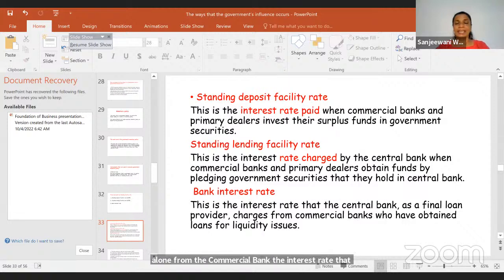This is not that. Just as us, the commercial banks also have some liquidity issues. If they don't have much money, they also take loans from the central bank, because the central bank is the banker's bank, right? When they obtain loans, the interest rate charged by the central bank from them is known as bank interest rate. Okay, so the interest rate is the main instrument that they use to control the money supply. So interest rate you can divide into three: standing deposit facility rate, standing lending facility rate, and bank interest rate.